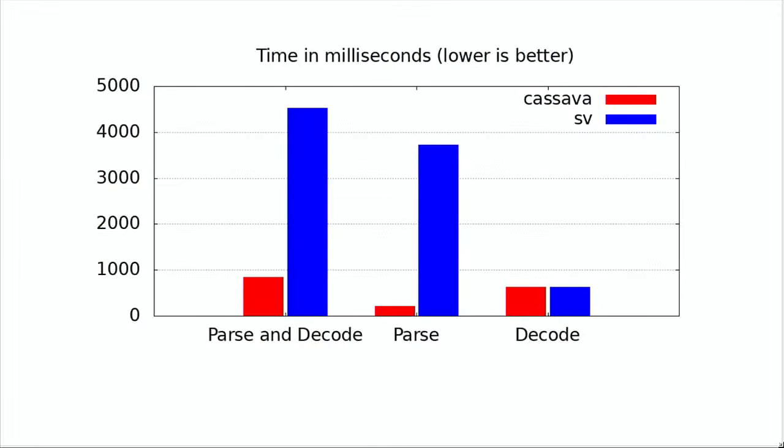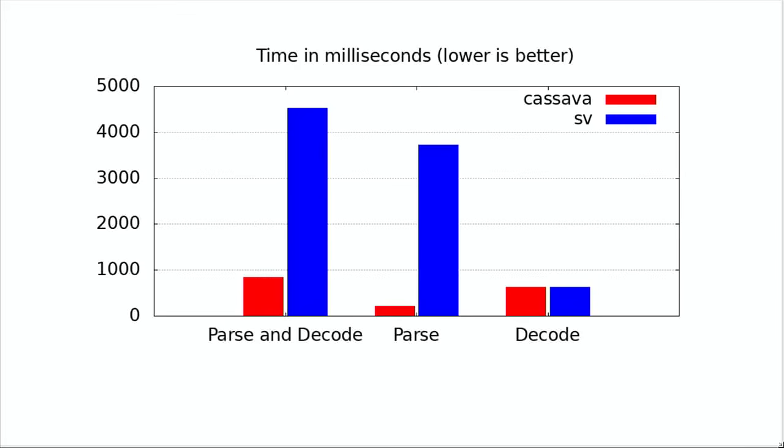So here's our benchmark. Blue is SV and red is Cassava. Lower is better. If you parse and decode your CSV using SV, we're about 4.5 times slower, which is really atrocious. It's like 4.5 seconds instead of less than 1.